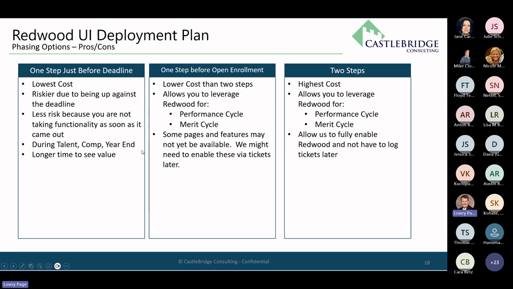Okay. So again, some 3 steps here, some pros and cons to the different approaches. 1 step just ahead of the deadline, we've identified that as the lowest cost. It's the lowest cost because it's a single step. It's a single testing event. It's a single, turning everything on, unit testing everything, and then client UAT testing it and deploying it.